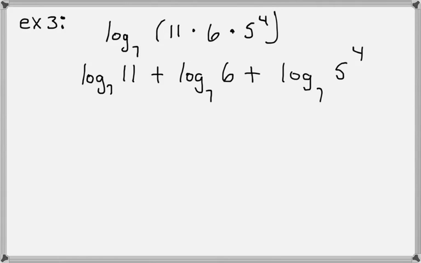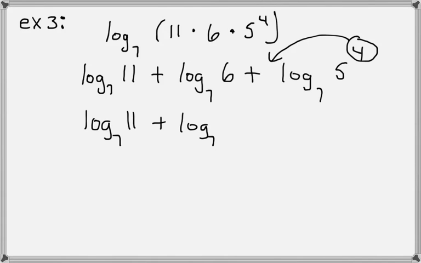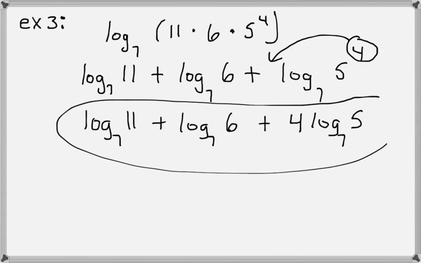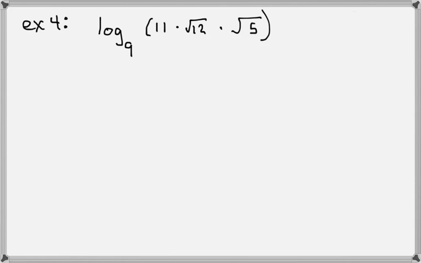Now that we dealt with the product property and expanded it to the 3 logs, we can now move this 4 out front using the power property. So we have a log base 7 of 11 plus a log base 7 of 6, and finally plus the 4 times the log base 7 of 5. And this would be our final answer. Let's look at a fourth example.